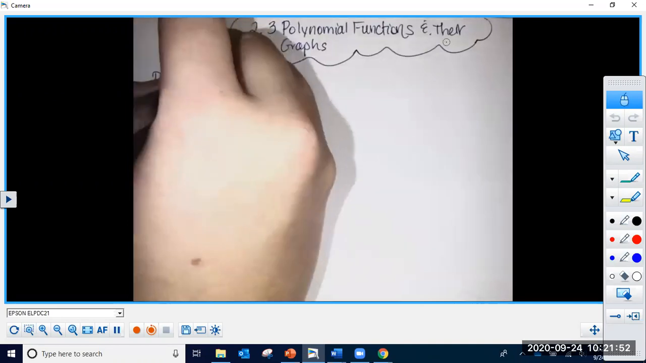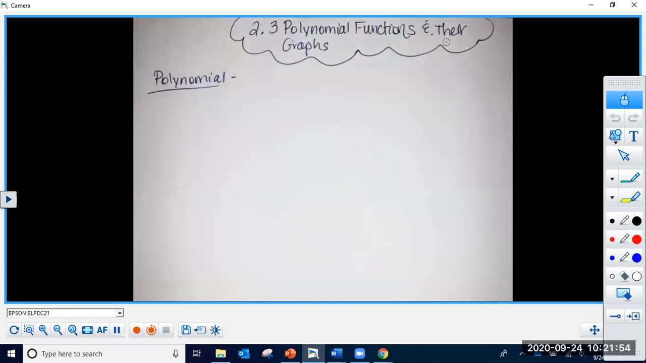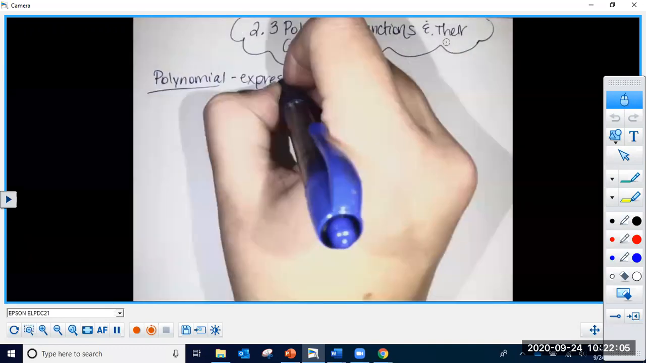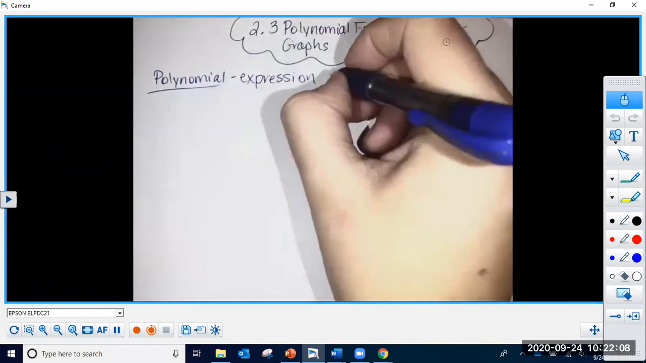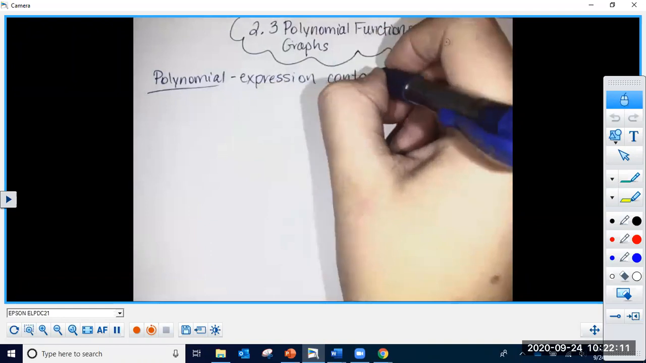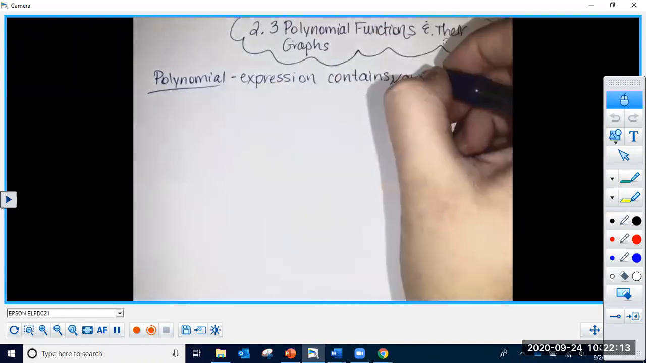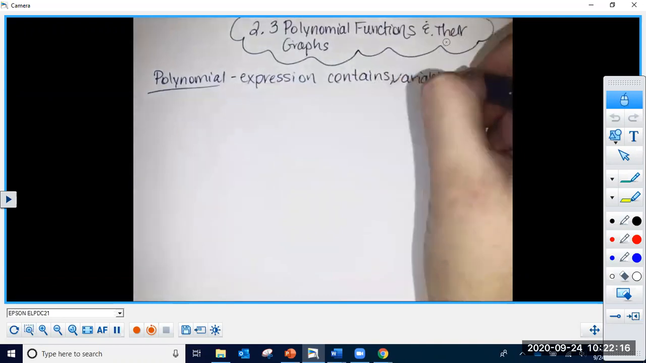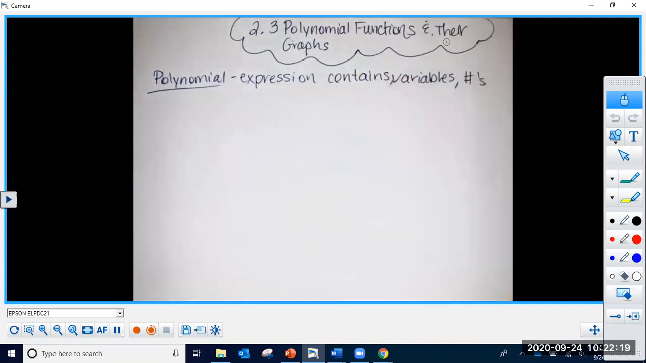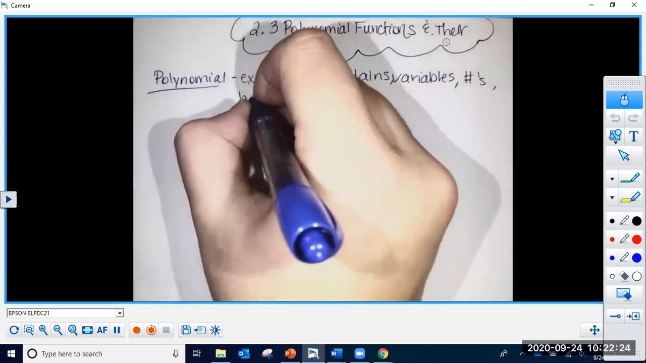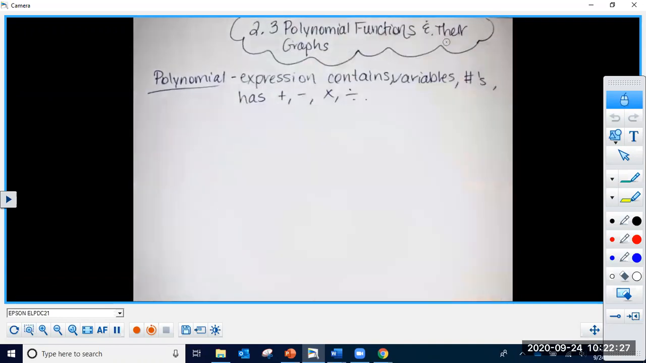And this is all in your notes and on N2.3. I'm going to go over the vocabulary and concepts with you, and then we'll work some problems that are also in your notes. Polynomial, like I was just saying, is simply an expression that contains variables, numbers, or coefficients, and involves addition, subtraction, multiplication, division. Some examples of polynomials.